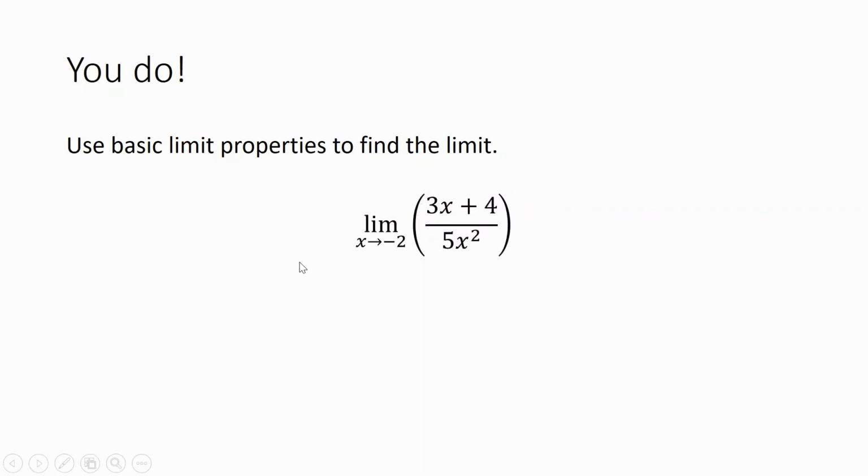So what I'd like you to do is do this problem here, 3x plus 4 over 5x squared, taking the limit of that as x gets closer to -2. And I'll explain that in the next video. But make sure you do it on your own. And on the next video, I'll explain it and give you the answer.